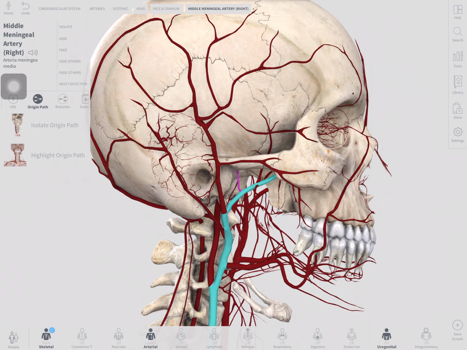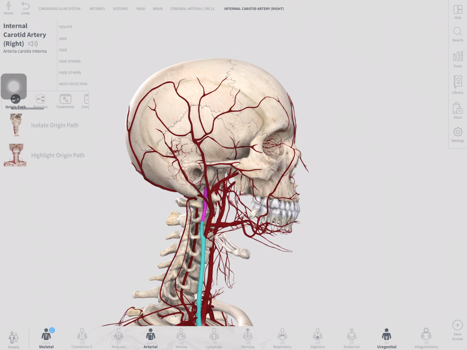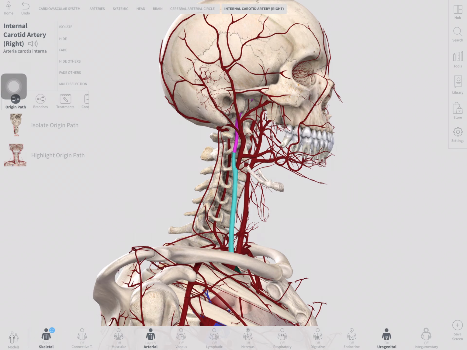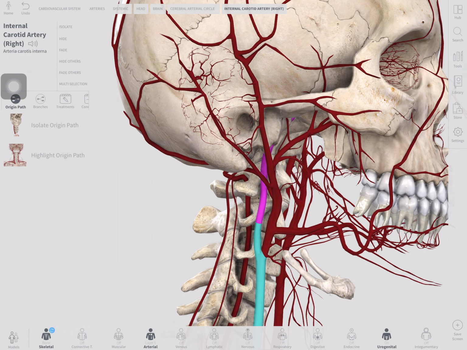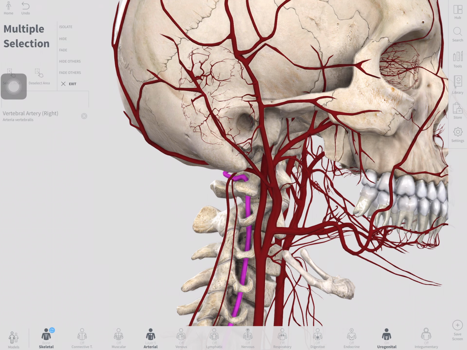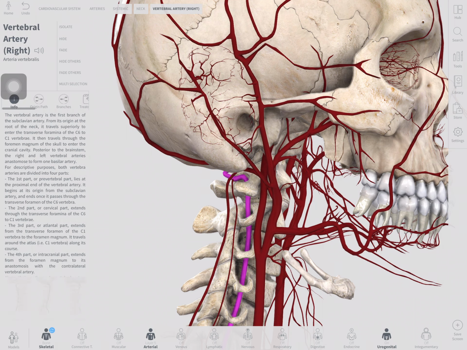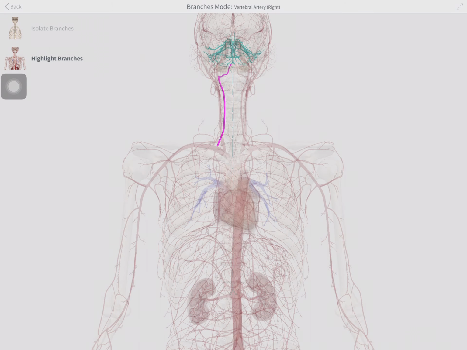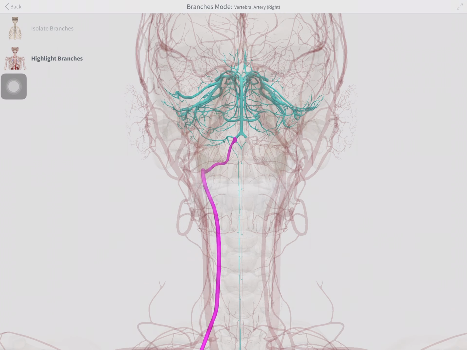Then the internal carotid artery goes inside the cranium to form the circle of Willis. The circle of Willis is formed by the internal carotid artery and the vertebral artery. You can see here, the vertebral artery is going inside the cranium and forming this vertebrobasilar artery.